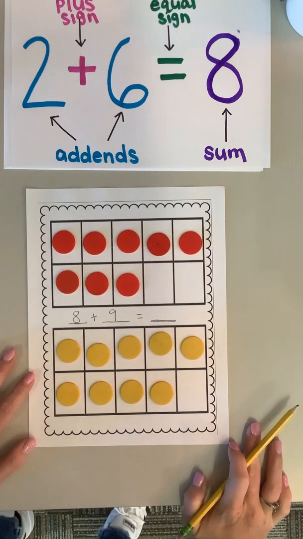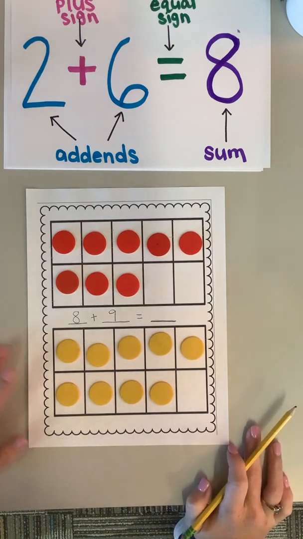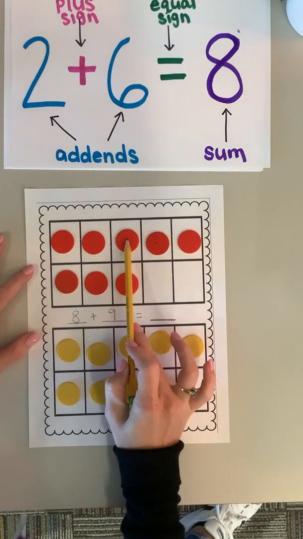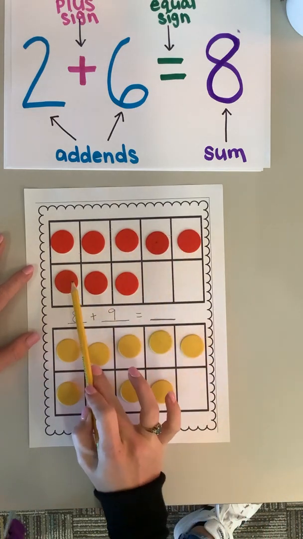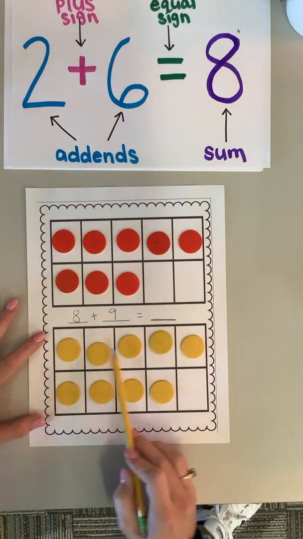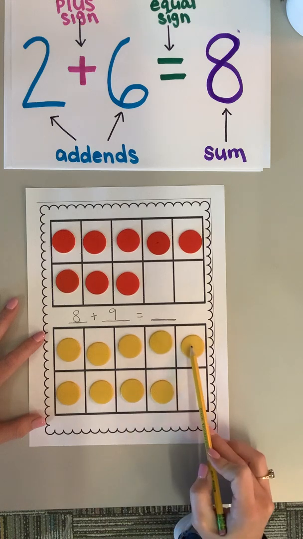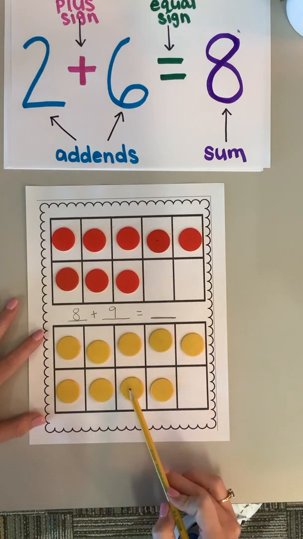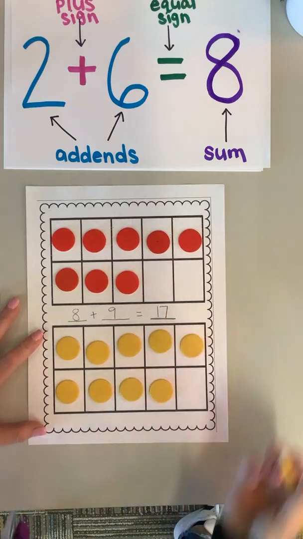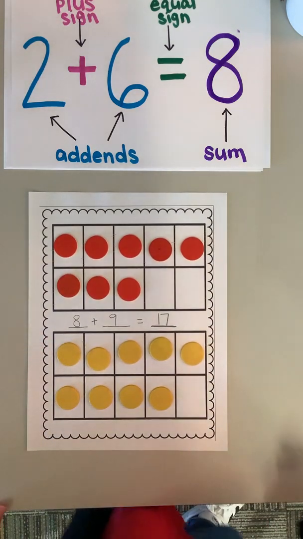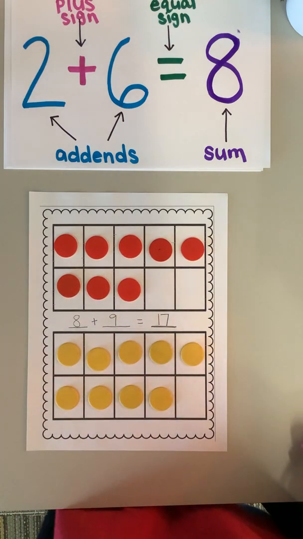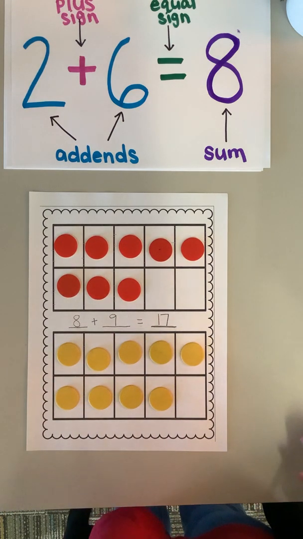Let's count how many total shirts Miss Salcedo and Miss Burt have. 1, 2, 3, 4, 5, 6, 7, 8, 9, 10, 11, 12, 13, 14, 15, 16, 17. Miss Salcedo and Miss Burt have 17 red and yellow shirts all together. Great job.